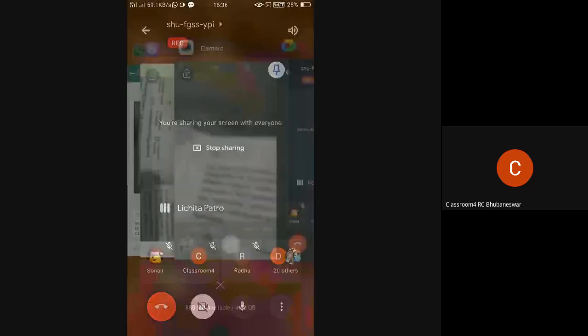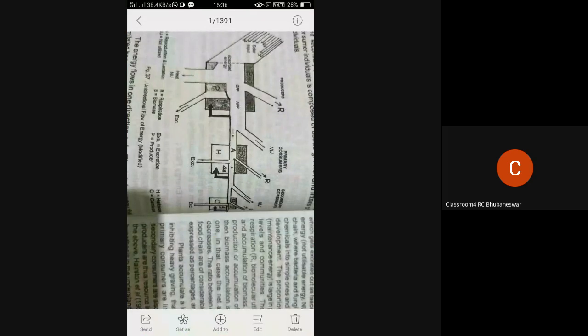If the diagram is clear to you all, as you don't get your material, you can follow this diagram. Okay. This is the unidirectional flow of energy. Is the diagram clear to you all or not? All of you can see the diagram that I am sharing? Yes, ma'am. Okay. So look at the picture.